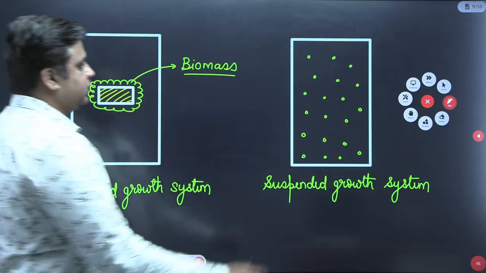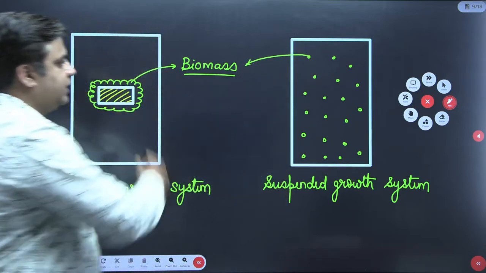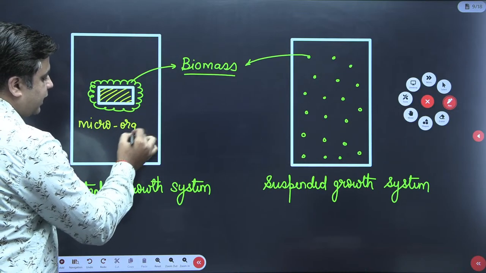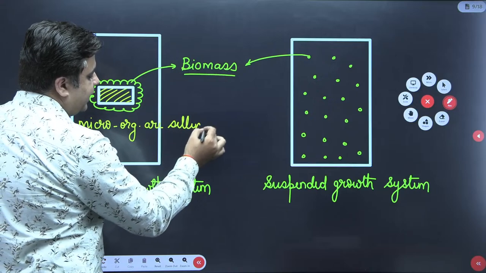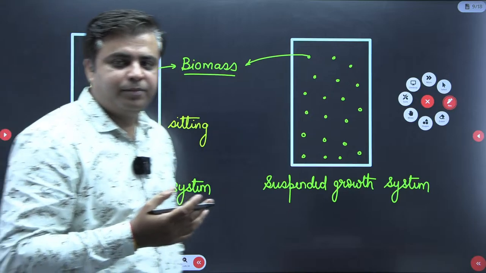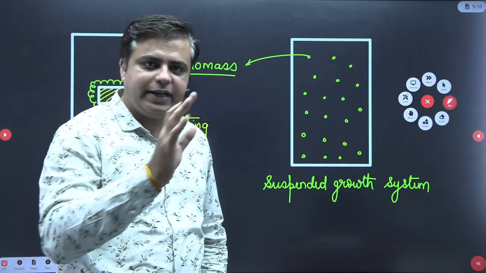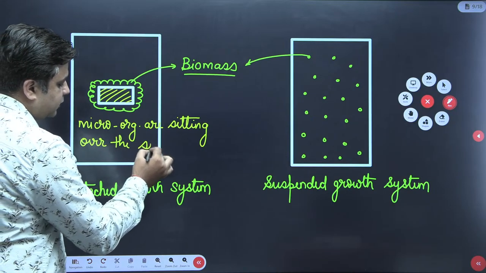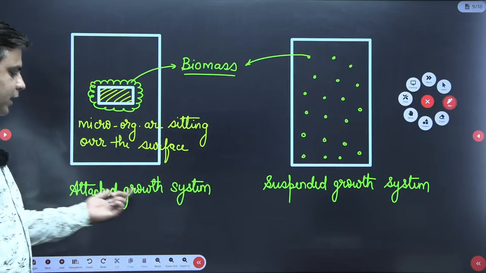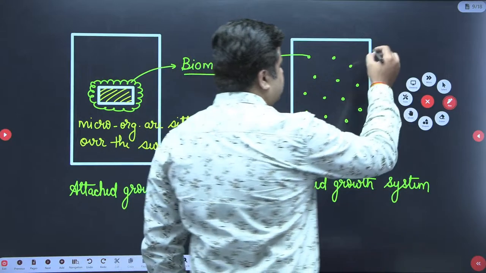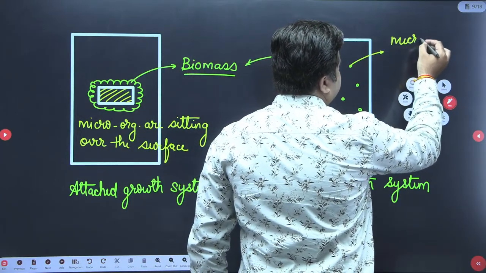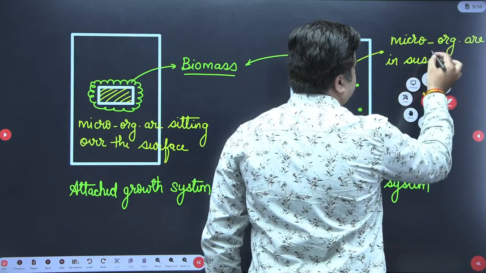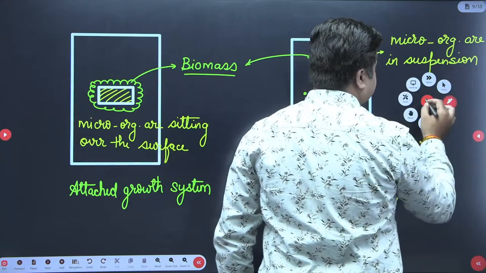Both these are biological units. This is the biomass in suspension, and here the biomass is sitting on the surface. Bio means microorganisms are sitting over the surface. I am writing in very raw form, right? This is not an actual technical term. The actual technical term will be complicated to understand. That's why I am just writing in very raw form. That microorganisms are sitting over the surface. Then this type of biological unit is termed as attached growth system. And if the microorganisms are in suspension, then it is known as the suspended growth system, okay?